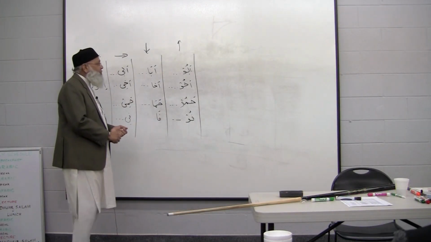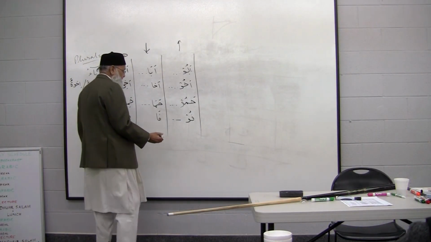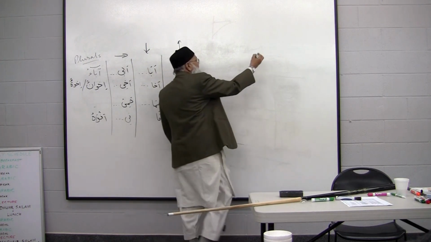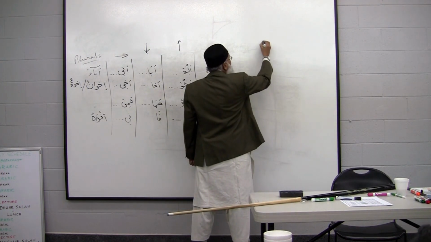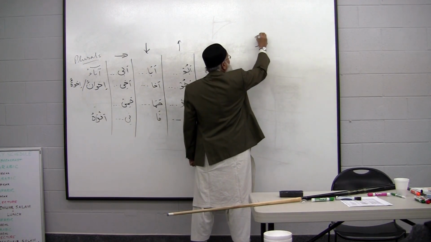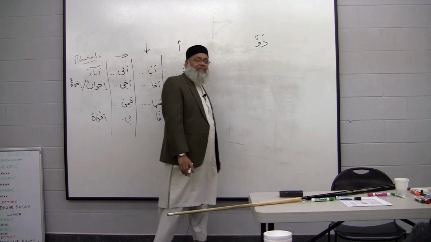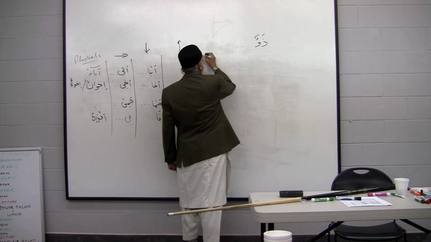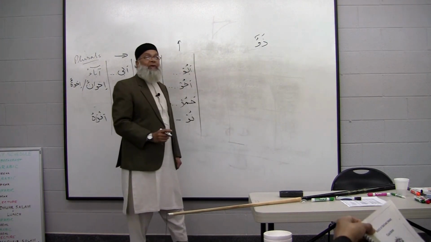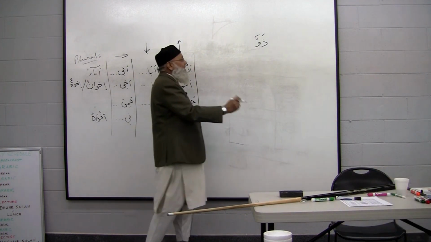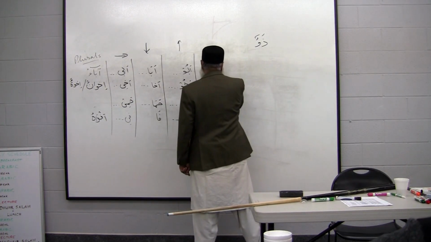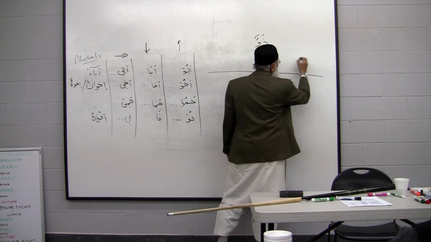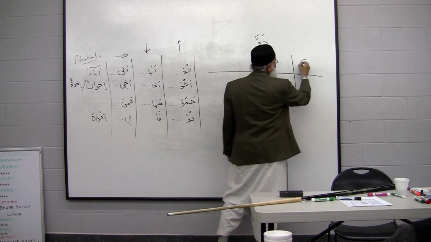Okay, write down the next one, zoo. Next is zoo zavun. It has a complete chart. Oh, a different chart? Yeah. Chart of zavun. So, again, masculine and feminine.